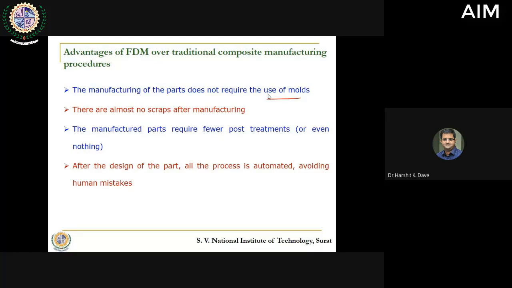The other advantage is there is no scrap during the process. Okay, no scrap. Material wastage is almost close to zero. So that is also a gain.